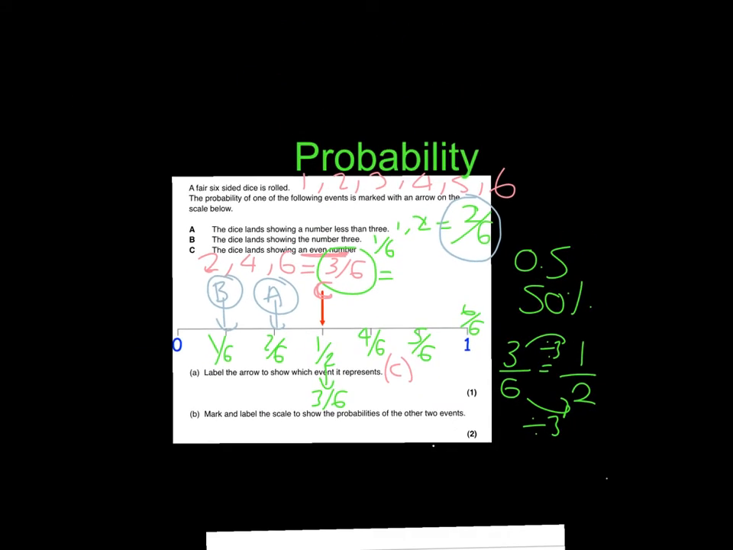Okay, let's have a look at another question. Again, different style. This time we've got some cards. So the following cards are placed into a box. We've got the numbers 1, 2, 3, 4, 5, 6, and a card is selected at random. Now random is just telling us that they all have an equal chance of happening. What is the probability that the number on the card is the number 3?